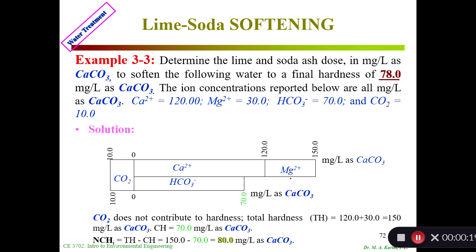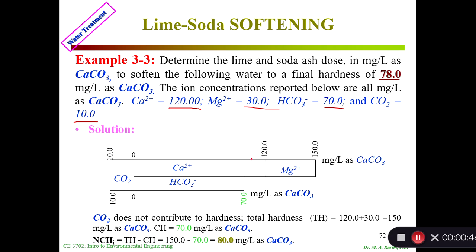First, determine the lime soda ash dose in milligram per liter as calcium carbonate to soften the following water to a final hardness of 78.0 milligram per liter as calcium carbonate. The ion concentrations reported below are all in milligram per liter as calcium carbonate, which means we don't need to do any conversion. Everything is given as calcium carbonate, so their units are the same.